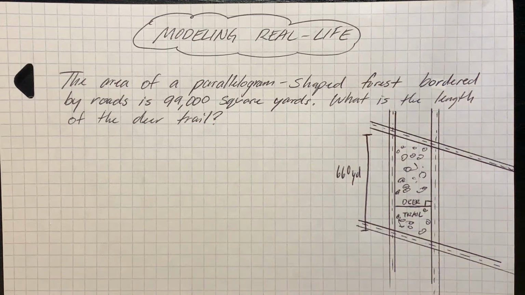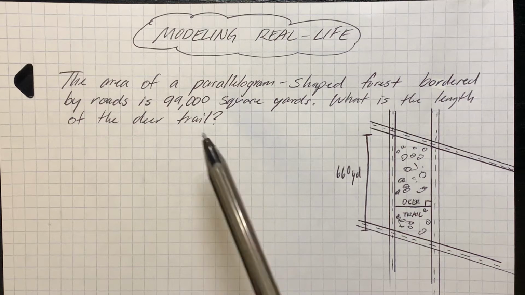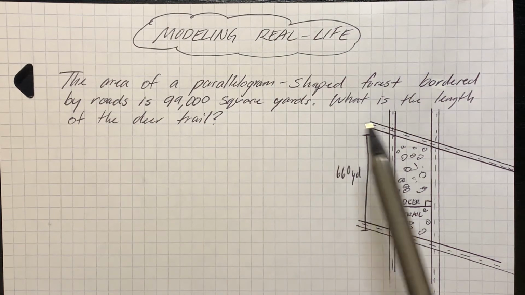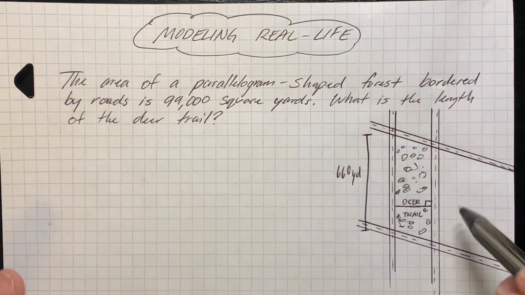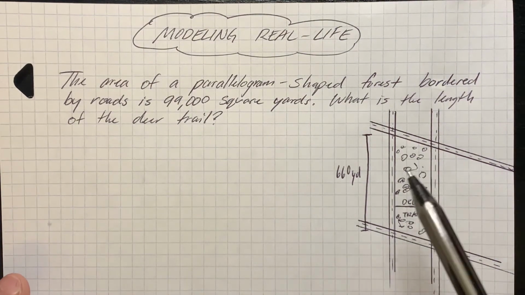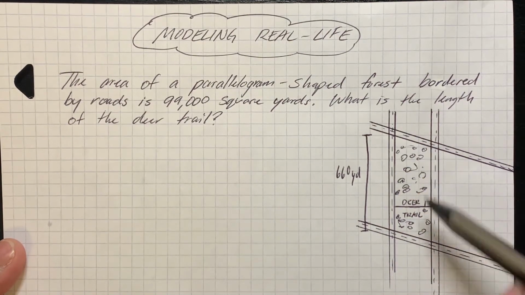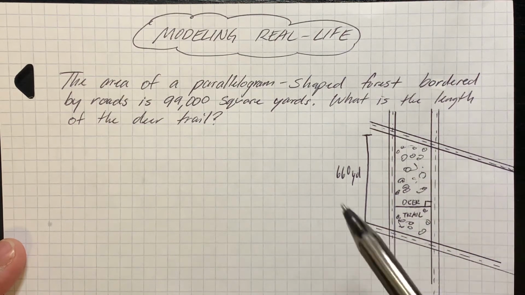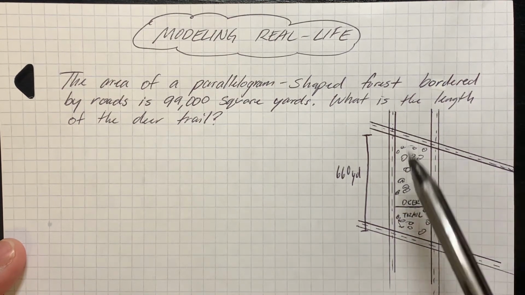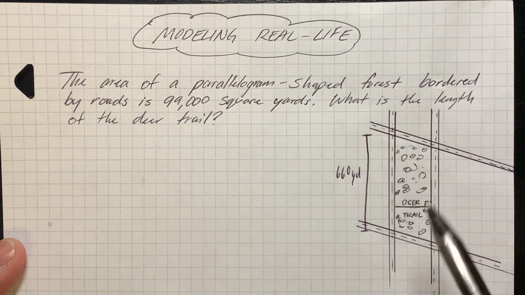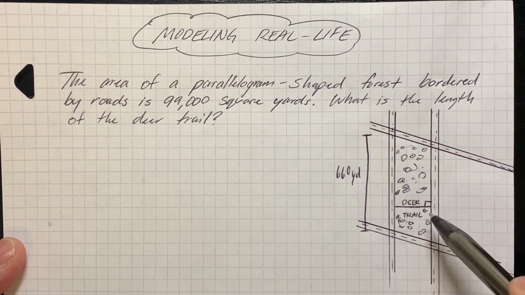Now let's read this paragraph. So the area of a parallelogram shaped forest bordered by roads is 99,000 square yards. We want to know what is the length of the deer trail. So if you look here, I have a little diagram here. So the height, and we're focusing on this little part here. Okay, so here's a bunch of trees. There's some roads here that go. It's basically a parallelogram. You have 2 parallel lines, so this makes it a parallelogram. The shape inside the roads here. Again, this is a park or a forest. Now here's deer trail. We want to know how long deer trail is.